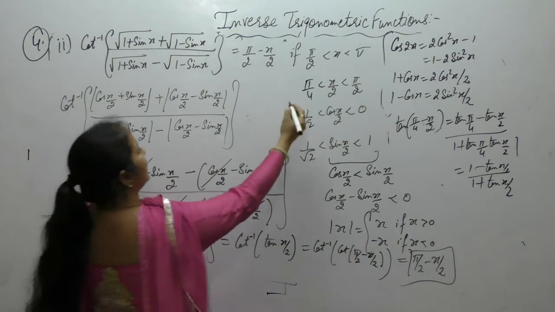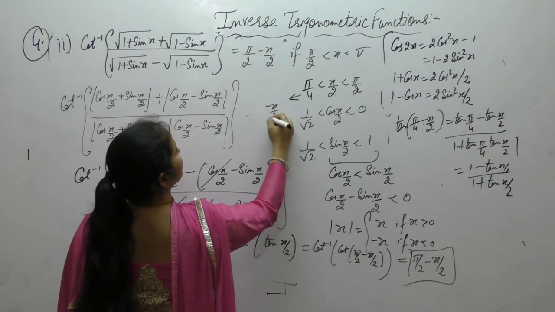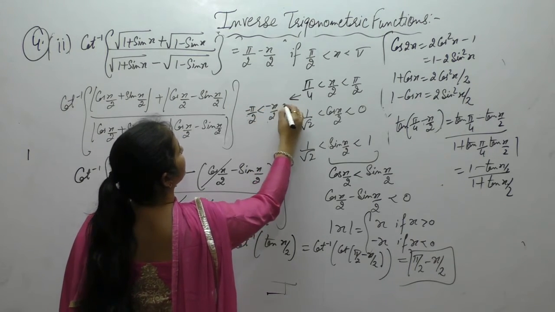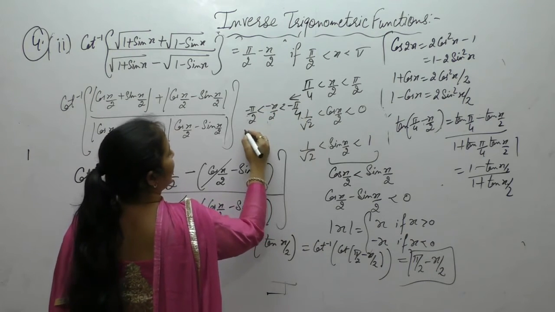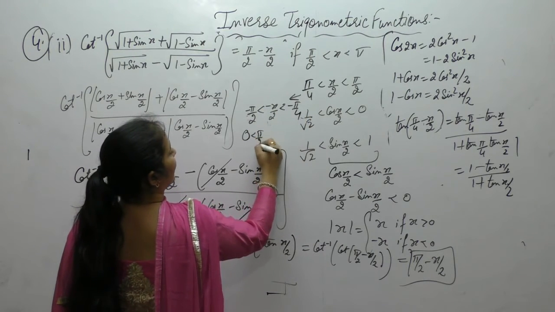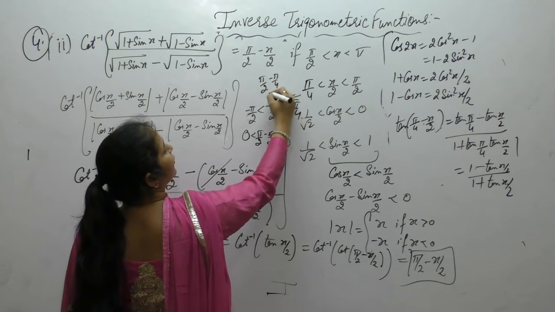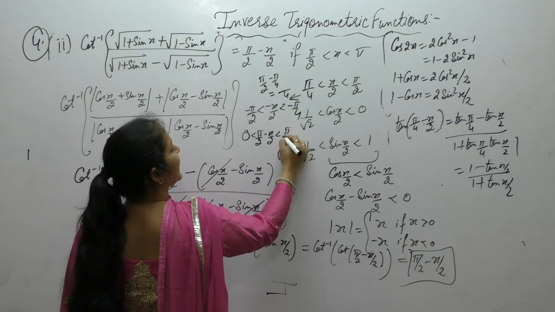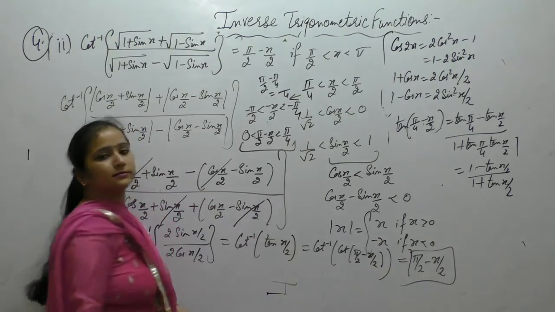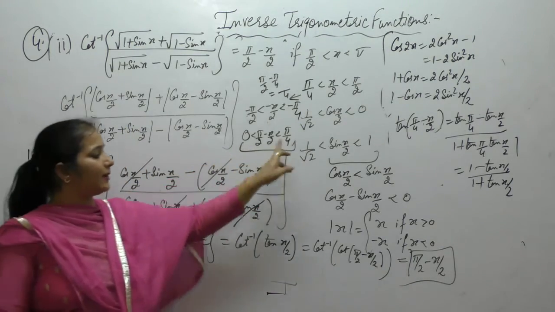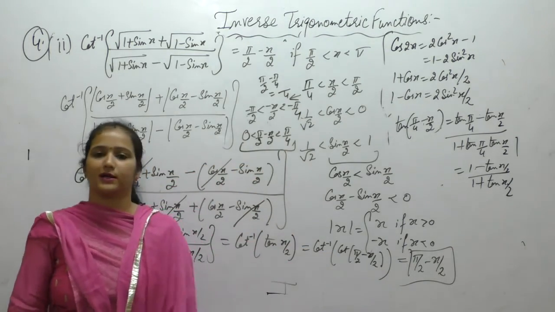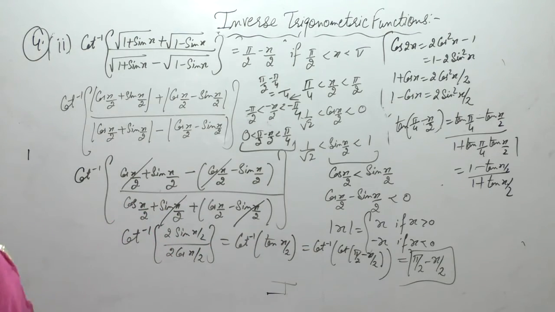If we write the limit, minus x by 2, minus pi by 2 minus pi by 4, then add pi by 2: pi by 2 minus pi by 4, take the LCM, 2 pi minus pi. The limit lies between 0 to pi by 4, therefore cot inverse cot theta is equal to theta.